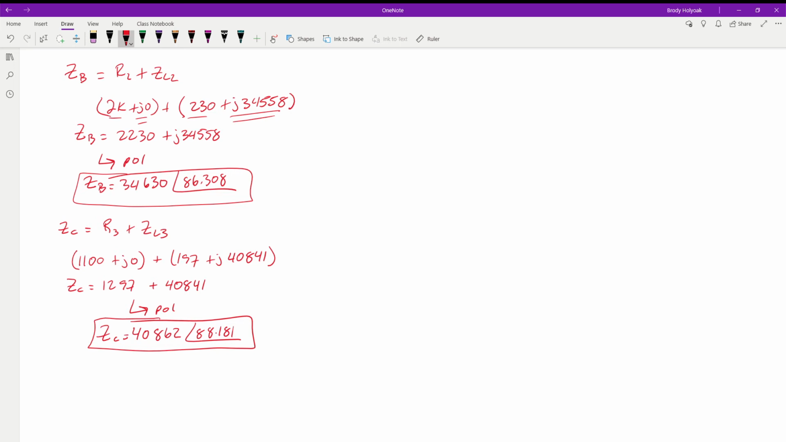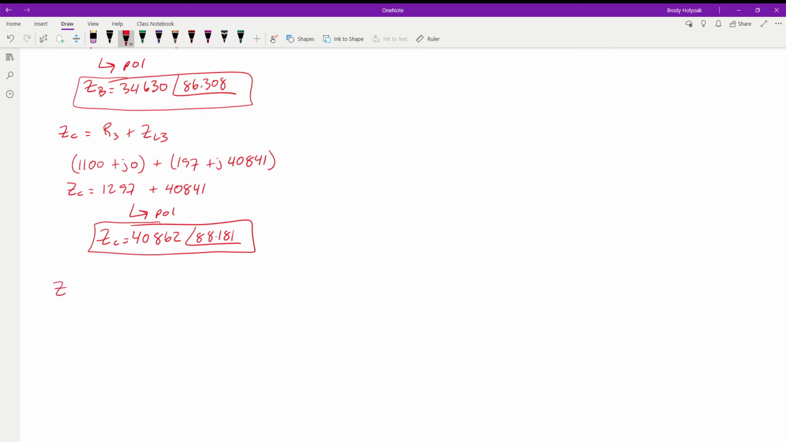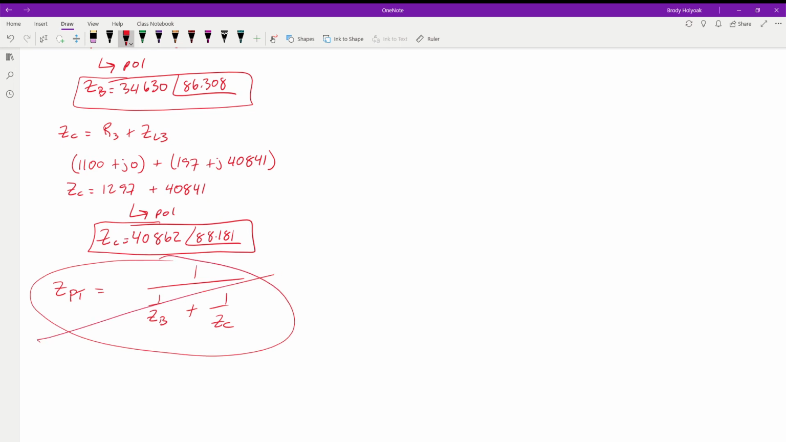So instead of just using the reciprocal method where we would take these guys, and I'll show this real quick. So our Z parallel total, usually we're going to go through and we're going to use this method of 1 over ZB plus 1 over ZC. This one will work every single time. Right now we're just going to use one of the special cases. So we're going to take this guy, and we're not going to use him. We're going to use one of our special cases.